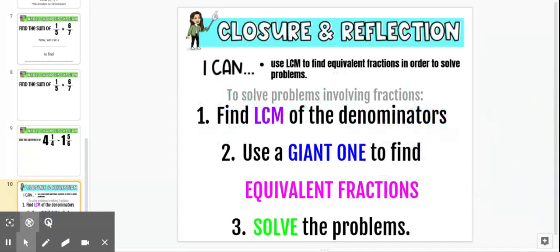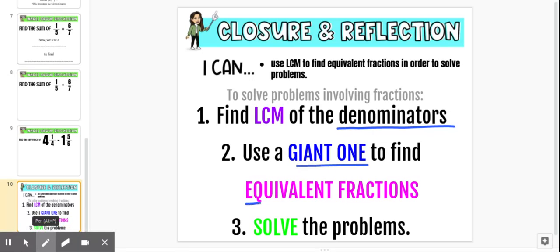Okay. All right, so remember, our learning target was: I can use LCM to find equivalent fractions in order to solve problems. So remember, first you find the LCM of the denominators. And we're going to use a giant 1 to find those equivalent fractions, and then we can solve those problems. If you have any questions, please come to office hours, rewatch the video, pause when you need to, and we will work on this again some more later.